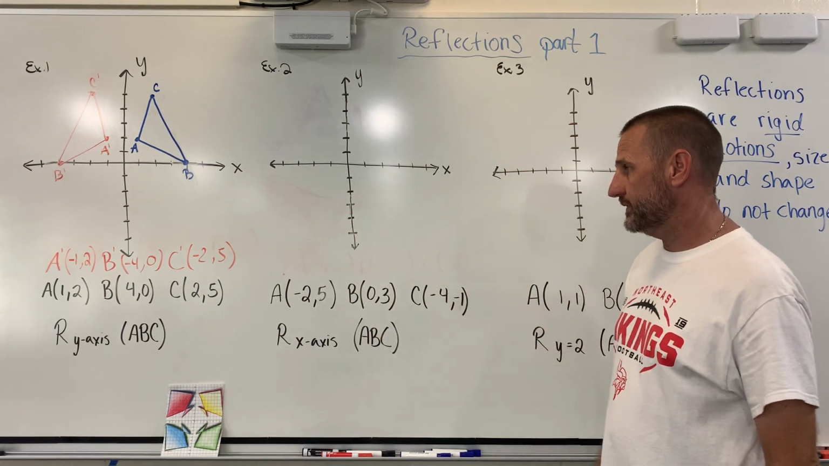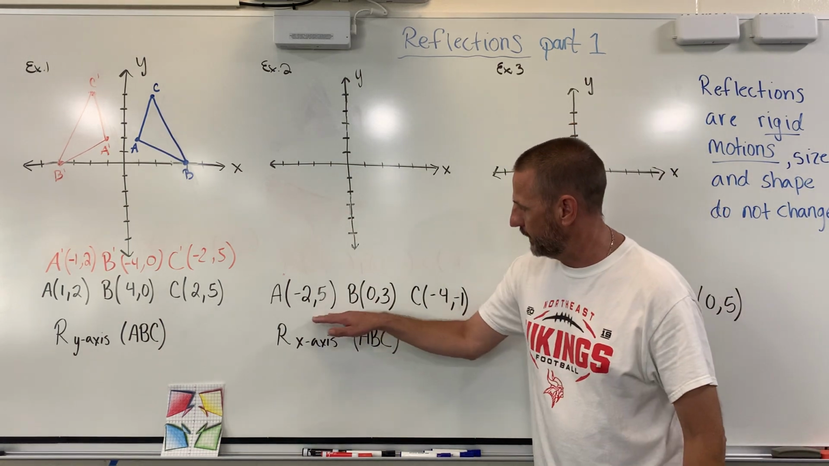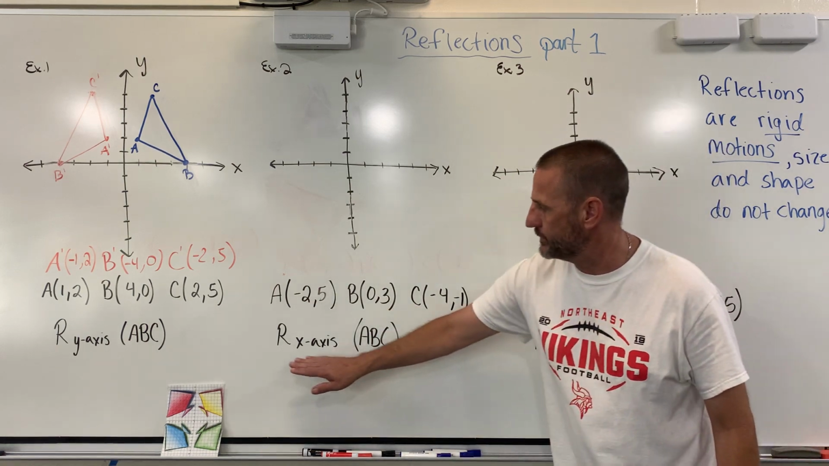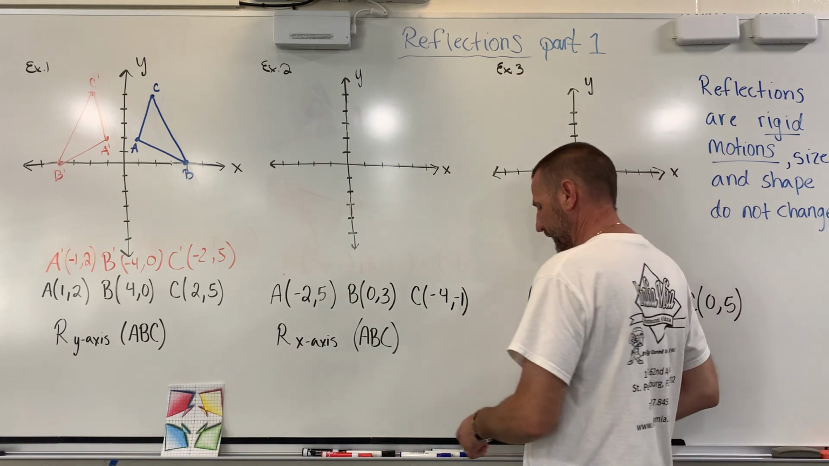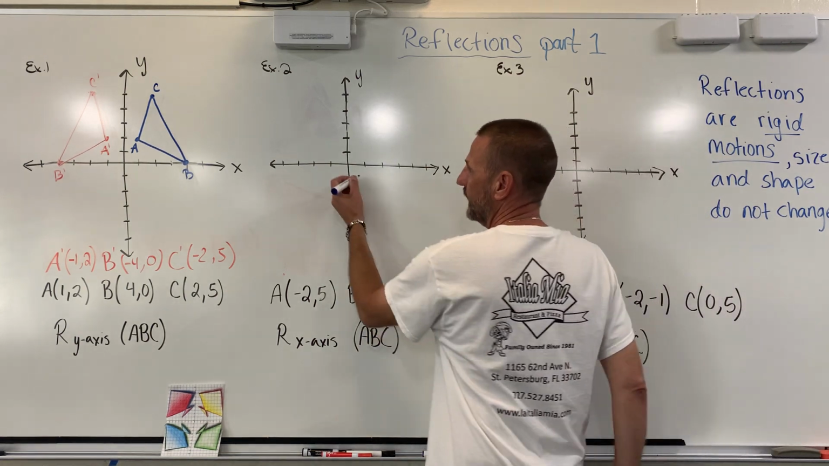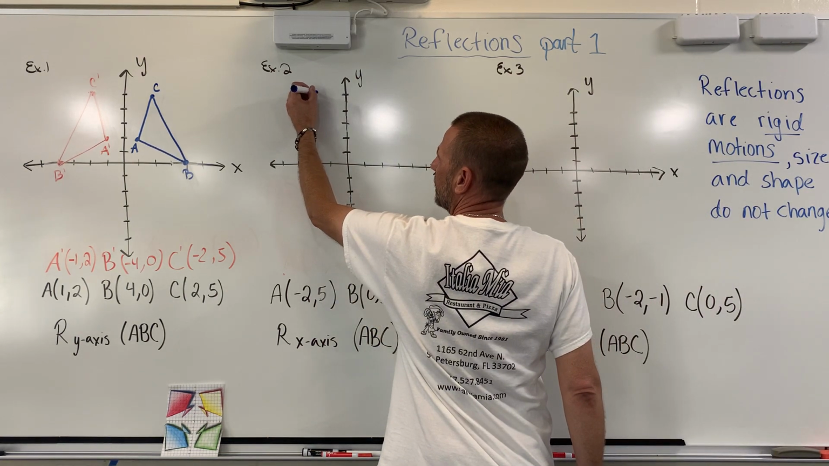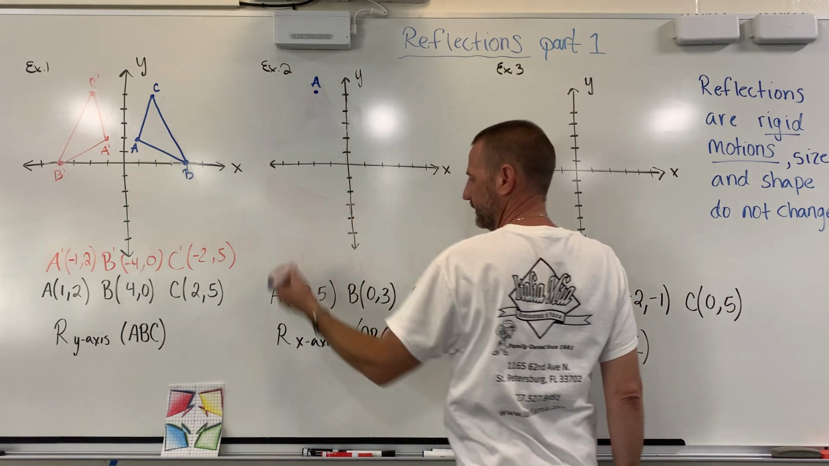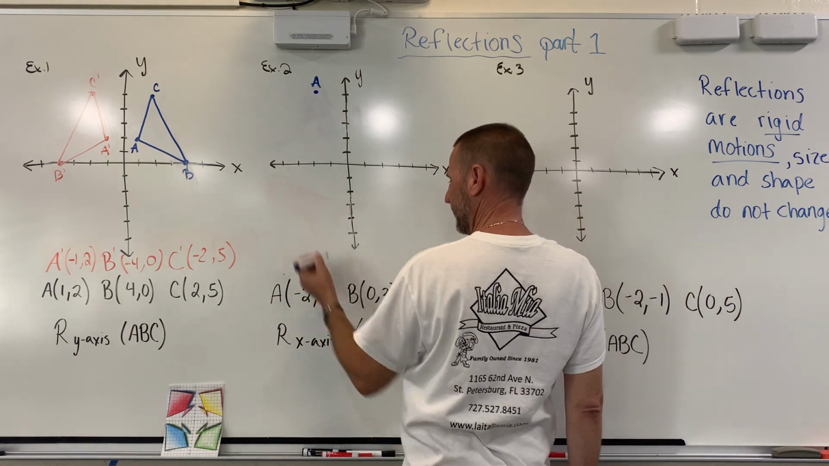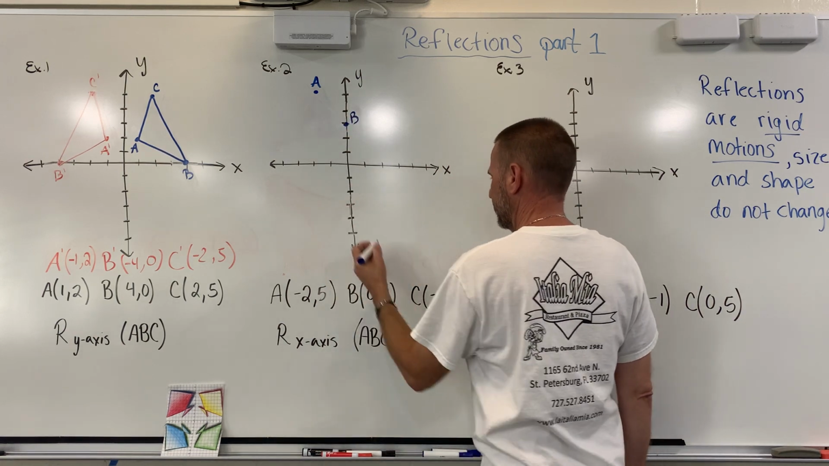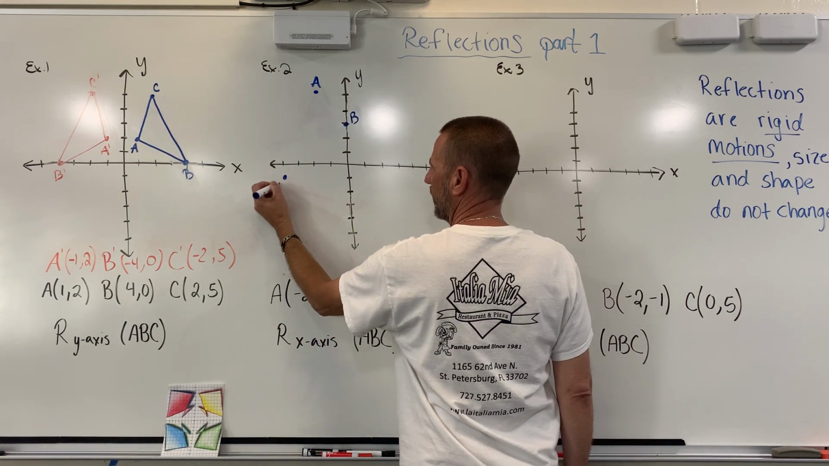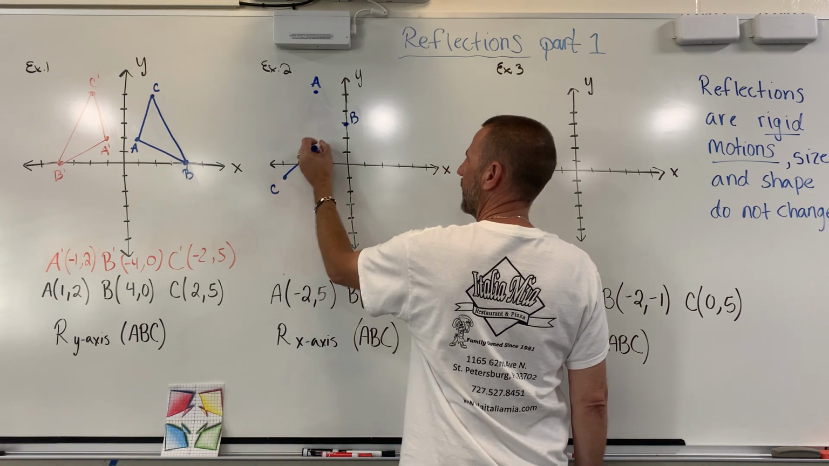Now the next example, we've got 3 points, and this time it wants me to reflect over the x-axis. All right, so first things first, let's draw the points. Negative 2, 5 is my A value. And then 0, 3 is my B. And C is negative 4, negative 1.